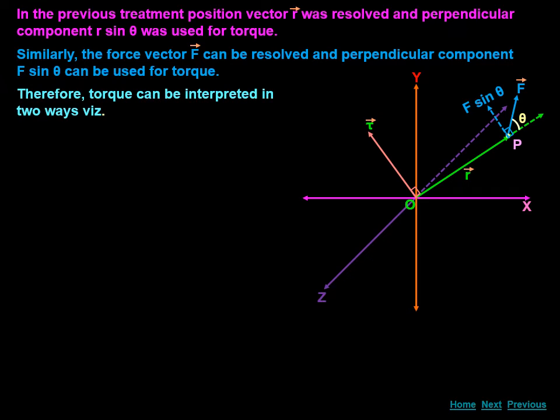Therefore torque can also be interpreted in two ways. First is torque equals r sin theta times F. In this case we are taking perpendicular component of r vector times force. Torque equals r perpendicular times force. In second case we are taking torque equals r times F sin theta. So here we are taking r multiplied by perpendicular component of force.